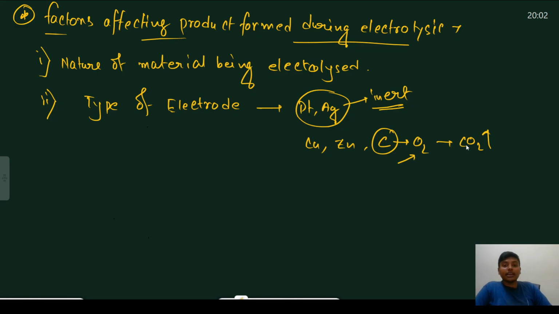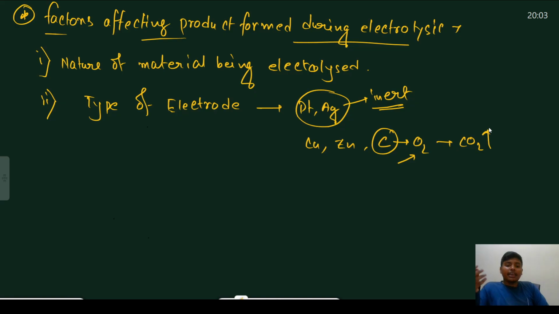You have to check the question for what electrode they are using. If platinum electrode is written, then oxygen evolution is going on, no issue, or chlorine or other things. But if the electrode is carbon or zinc or copper, they will react with oxygen. Clear or not? Yes, sir. Okay, understood. Any doubt? No, sir.